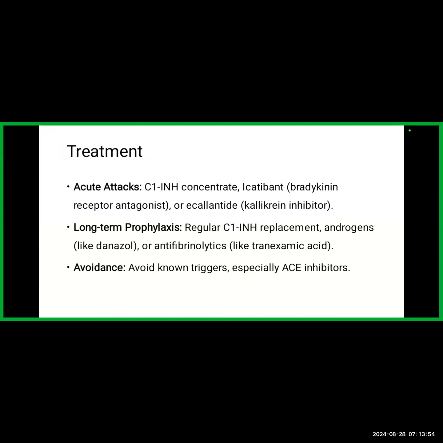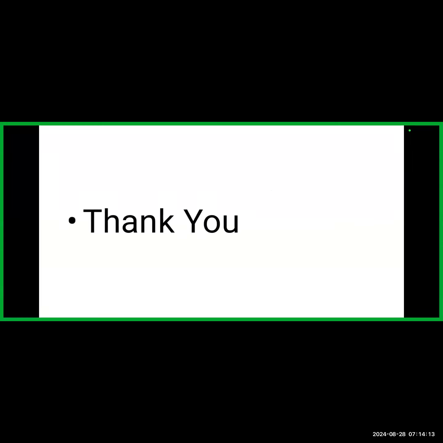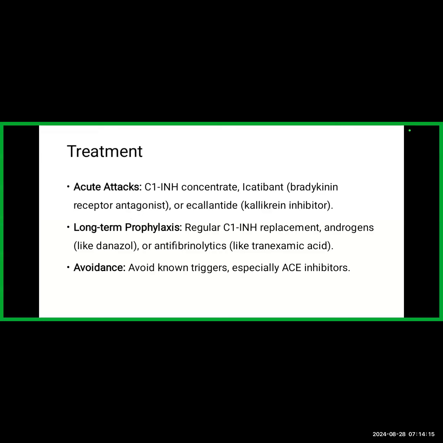So treatment, as I mentioned earlier, you give them bradykinin receptor antagonists. You also have your kallikrein inhibitor. And then long-term prophylaxis, you can use androgens like danazol, antifibrinolytics, and then you avoid triggers, especially ACE inhibitors in this patient. I have to mention that these drugs are very, very expensive. You can use your FFP, even though they are more effective, but they're not readily available. But you don't treat hereditary angioedema as you treat histamine-mediated angioedema. Thank you very much.